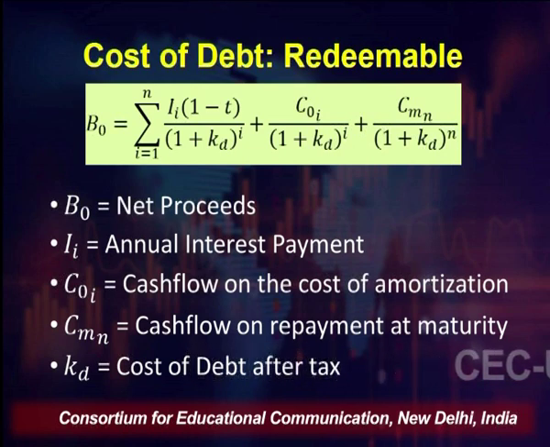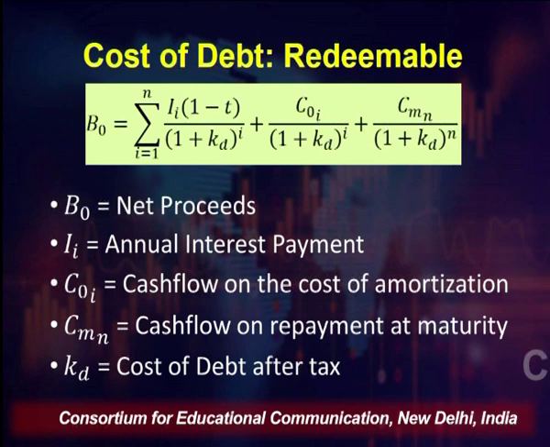Then if there is any cost of amortization, that also needs to be converted into present value, and at the end of the 10th year the basic principal amount that needs to be repaid. Okay. So, this is at the end, the last point in the equation, the cash flow on the repayment of maturity, which is represented by CMN, that means the amount that you are paying back on the maturity, that is 10 lakh in our example.